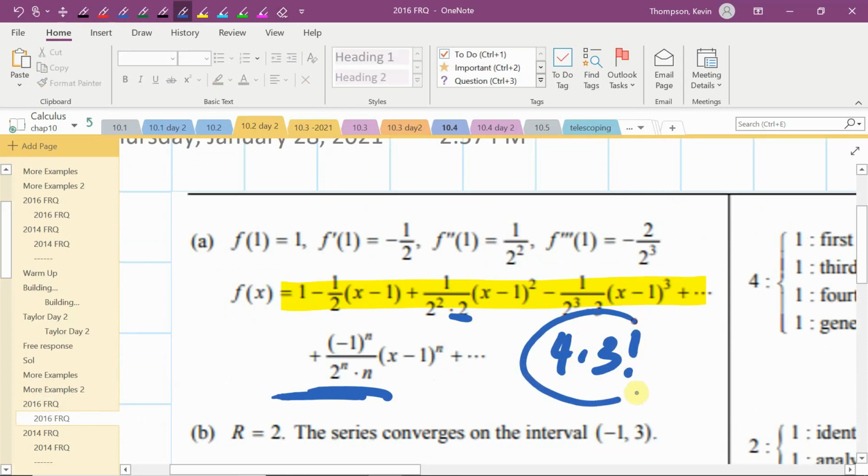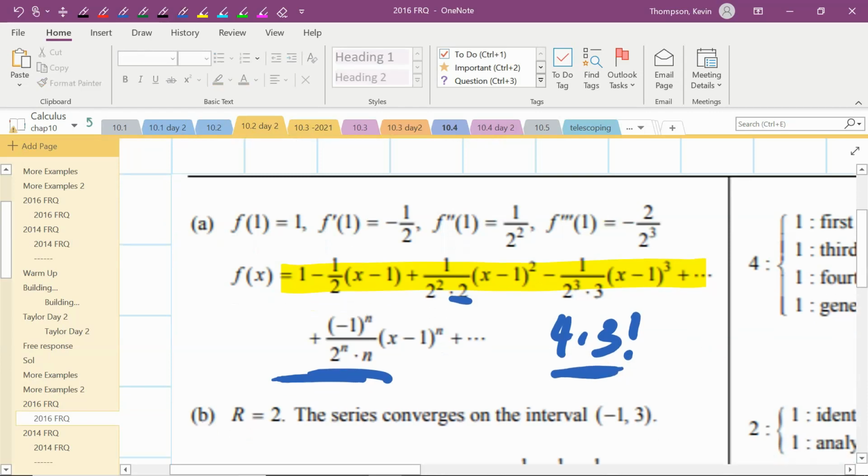Yes, that is the same as that. The trouble, though, is if you go one more, it's not going to be 4 factorial. The reason that this looks right to you is because 3 factorial is 3 times 2, and you're going to have then this 2 to a power.